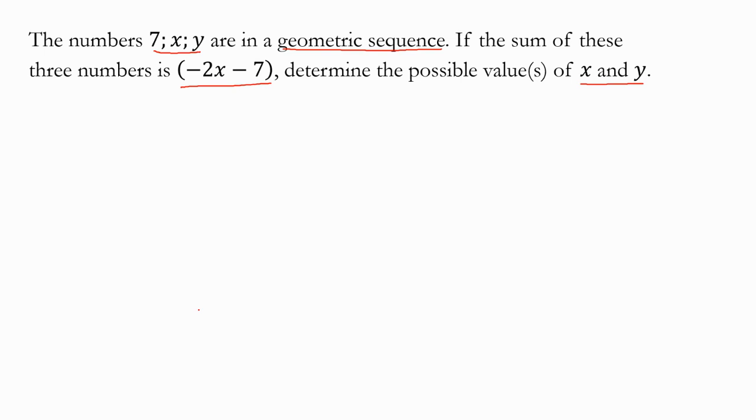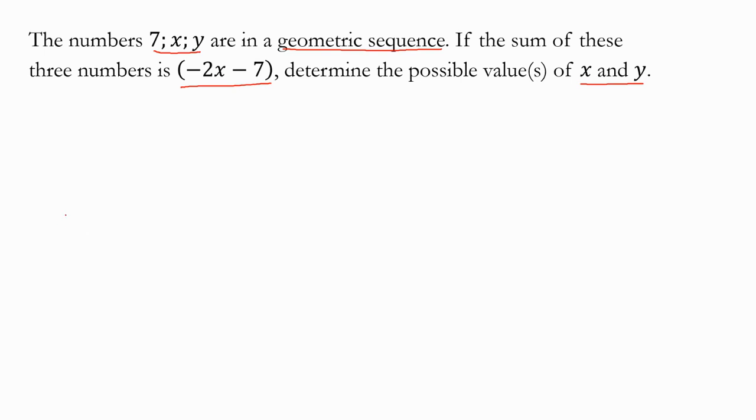Right, if you check here, we're given two pieces of information. We're given these three terms which are in a geometric sequence, and we're given that the sum of these three terms is negative 2x minus 7. So we have to create equations using these two pieces of information.